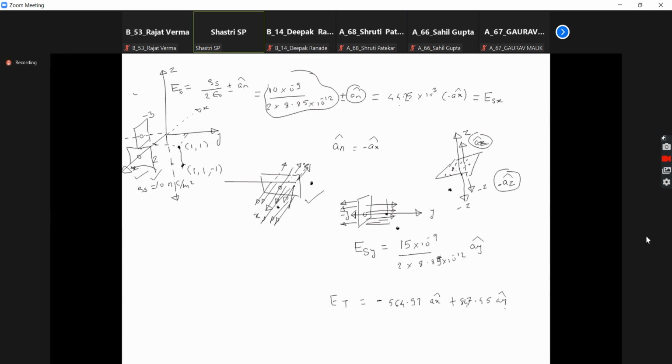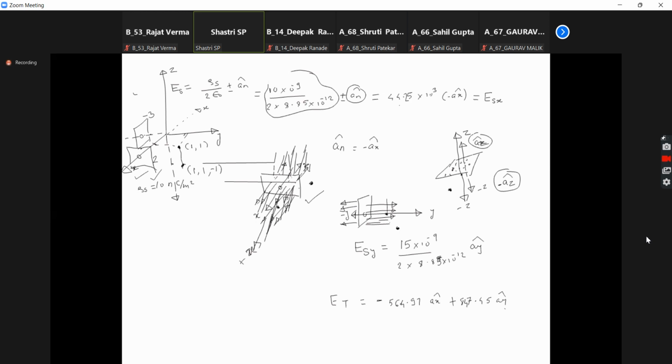The field will be normal to the sheet. So one group of field will be going like this. Another group of the field will be going like this. So all these fields are divided in two parts. There is a group of field going in the positive x direction, and another group going in the negative x direction.